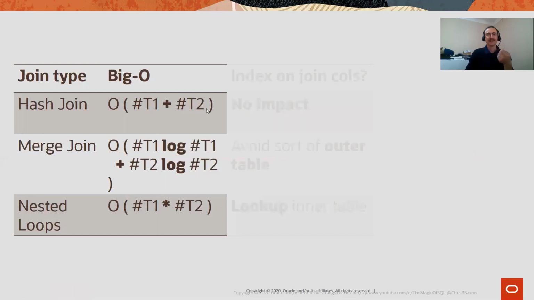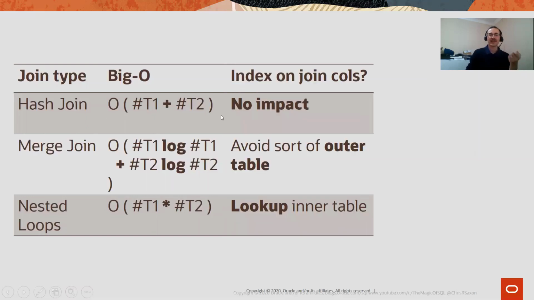The other thing is, hash join cannot take advantage of an index on the join columns. Merge join can save itself a sort of the outer table, which can reduce the work here. But critically, with nested loops, it is able to look up the inner table. So a hash join will still have to read all of the rows out of the first table.